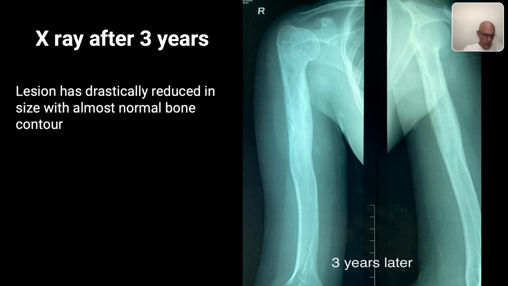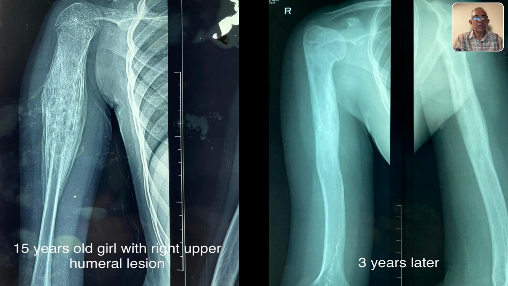So this is the X-ray after 3 years. You can see the lesion has drastically reduced in size with almost normal bone contour. Next slide. So you can see the comparison on your right-hand side, the lesion at the beginning and now 3 years later. Next slide.